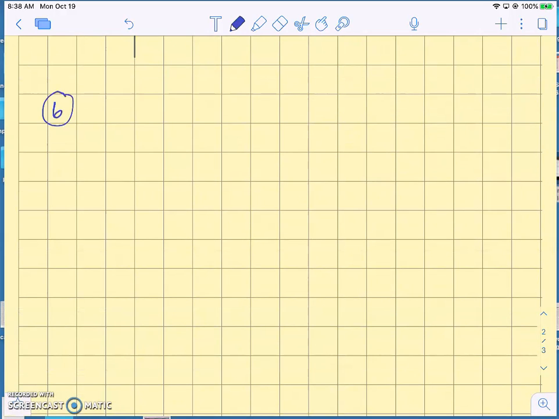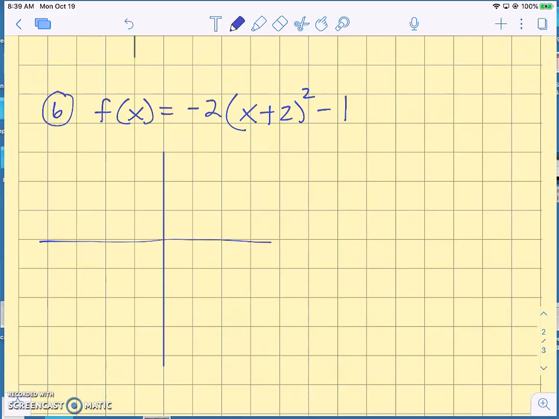Let's take a look at another one. Let's take a look at f(x) equals -2(x plus 2) squared minus 1. I'm going to start by making this graph here, and then I'm going to make an xy table.